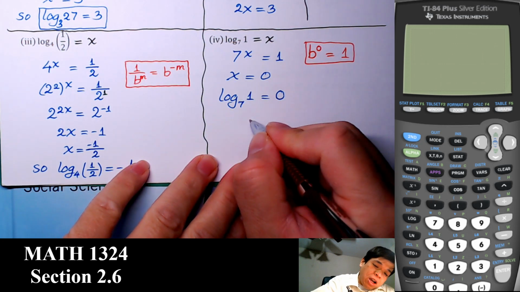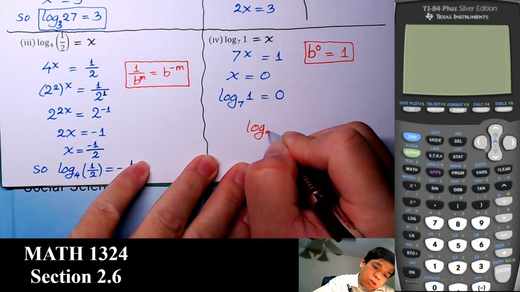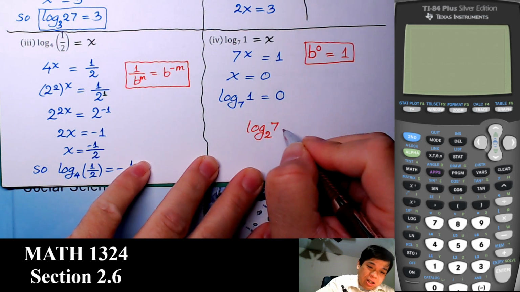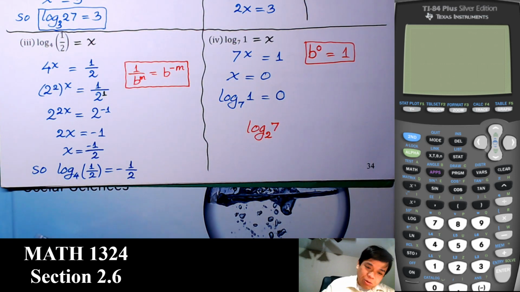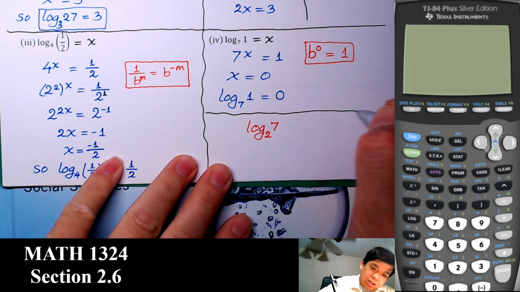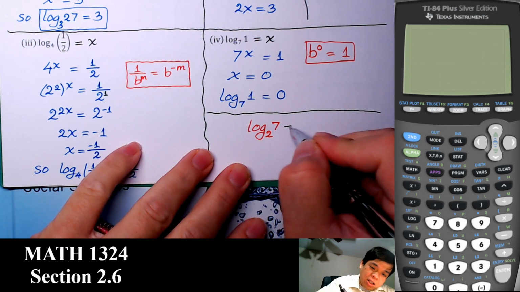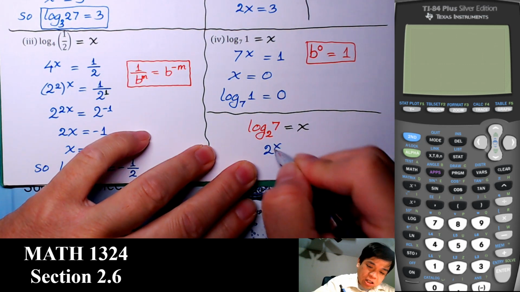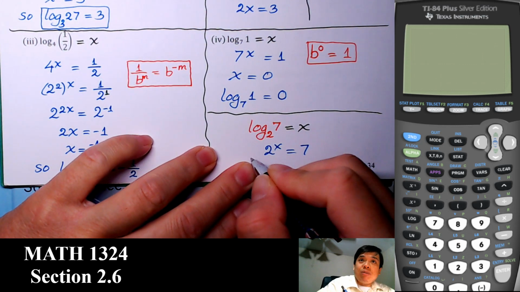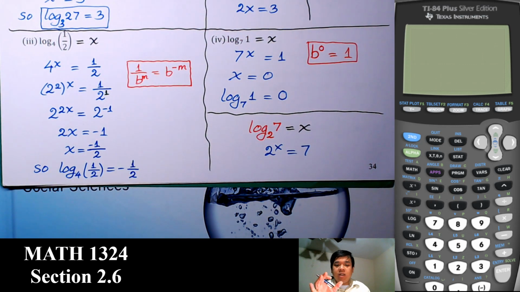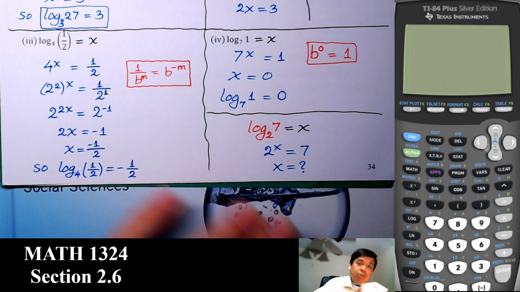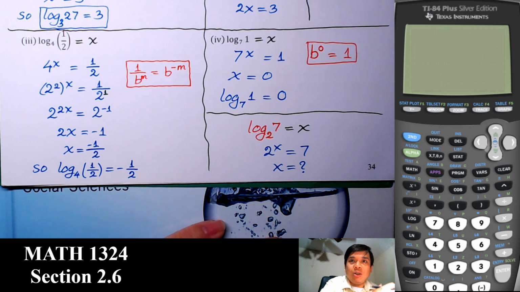What happens if we have log base 2 of 7, for example? What if we have that? Because if we make that equal to x, and then we swap, we have 2 to the x is equal to 7. And now we have 2 and 7, they don't have the same base. So what's x equal to? Right? So that's the question.